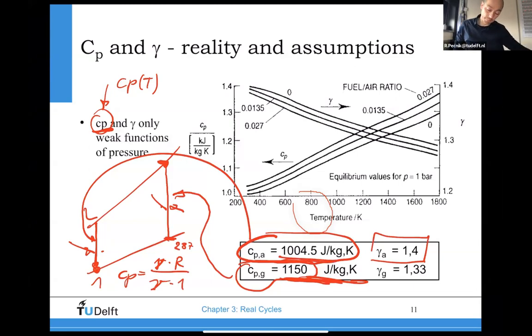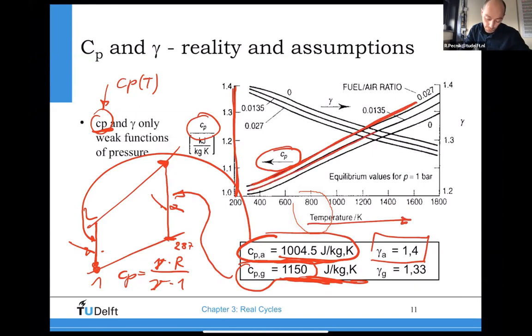And if you look at the temperature dependence, so this is not constant, but in fact, it also depends on the temperature. And this is here CP on this axis. And this is shown here. And so you can see that the CP increases as the temperature increases, because here you have temperature. CP increases. So if you want to be very accurate, you actually need to take into account the CP changes. Okay.